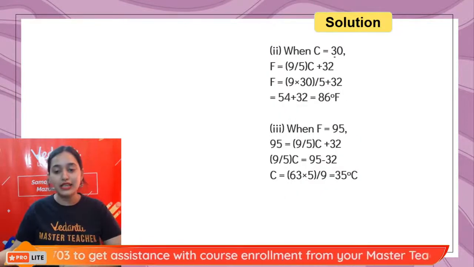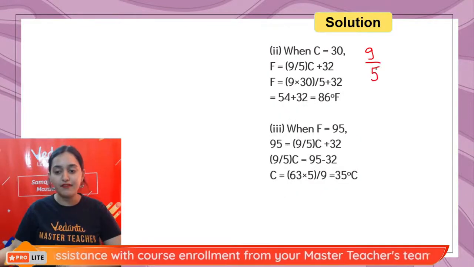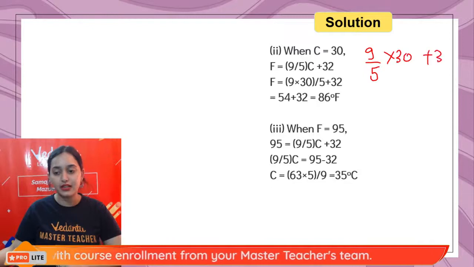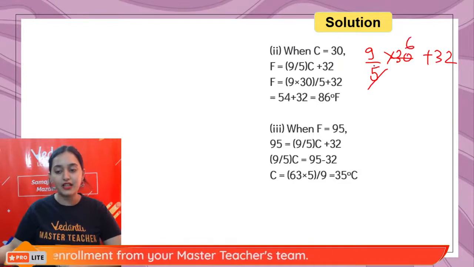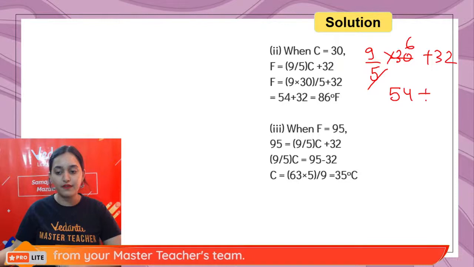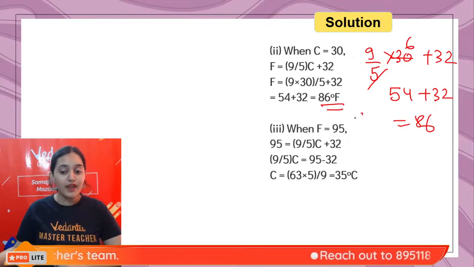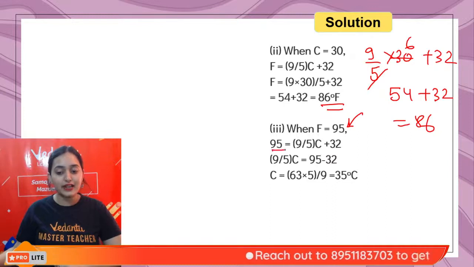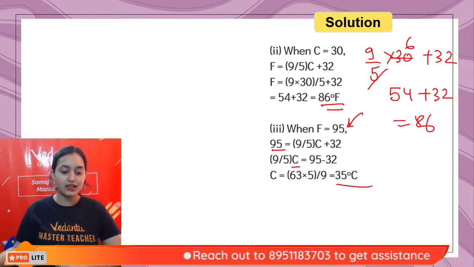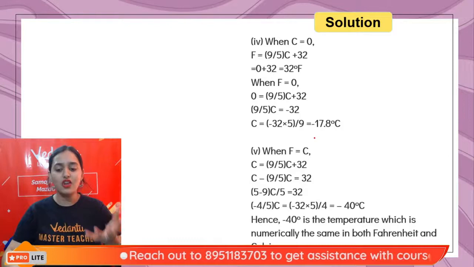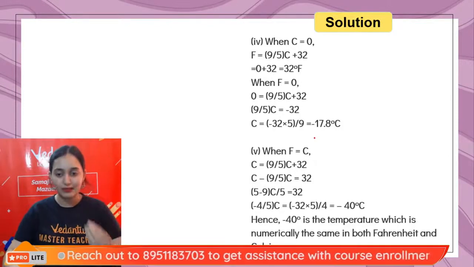Then it is saying when Celsius is 30, so 9 by 5 into 30 plus 32. 5 and the 5, 5 6 to 30, 9 6 are 54, 54 plus 32 is 86. तो ये आ गया 86. When Fahrenheit is 95, तो y की जगह 95 पुट करो और x का वैल्यू निकाल लो. Like this you can solve this question very simply.